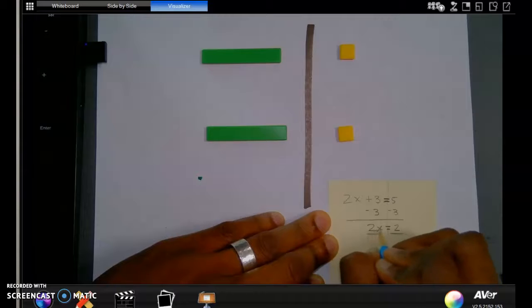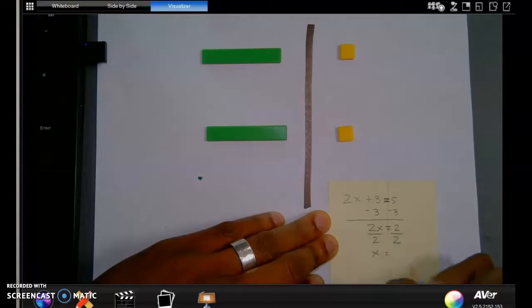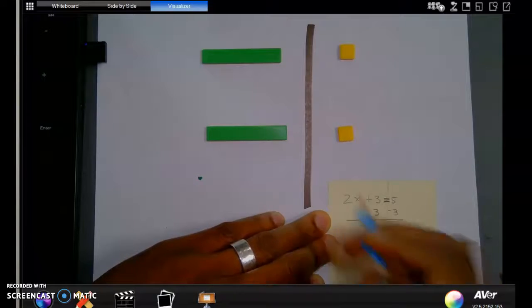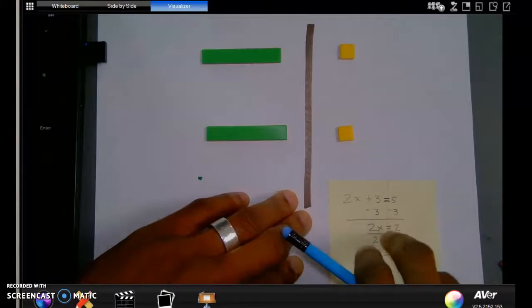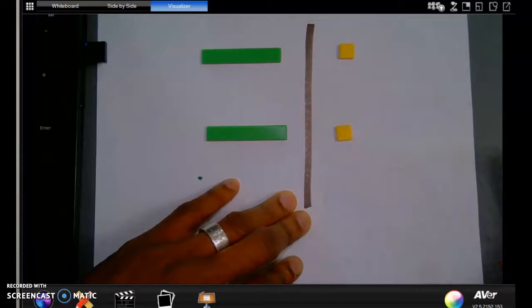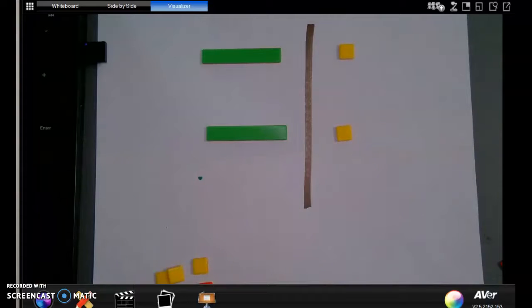The inverse operation because I know that this is the notation for multiplication. I'm going to divide each side by 2. X is equal to 2 divided by 2 is 1. 1x is equal to 1. I modeled and I solved on paper. Okay. Now I'm going to move this out of the way. I'm going to do one more.